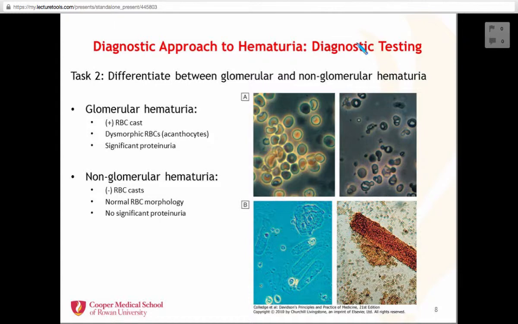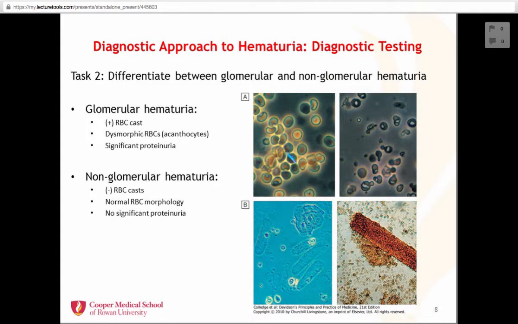And here, again, this is what Sam was talking about, trying to differentiate glomerular hematuria from non-glomerular hematuria. Glomerular hematuria, you will see RBC casts, dysmorphic RBCs, and significant proteinuria. Features you will not see in non-glomerular hematuria.